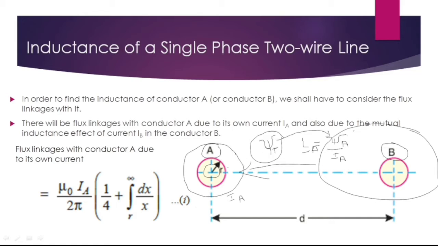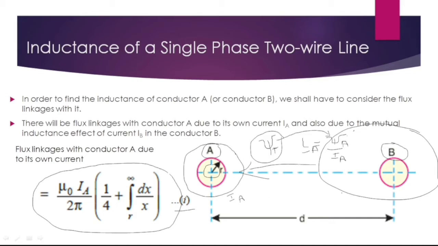First of all, the current passing through this conductor A produces the flux linkages. I already deduced an expression in the previous videos. That value is nu naught IA by 2 pi, 1 by 4 plus integral r to infinity dx by x. Consider it as expression number 1.